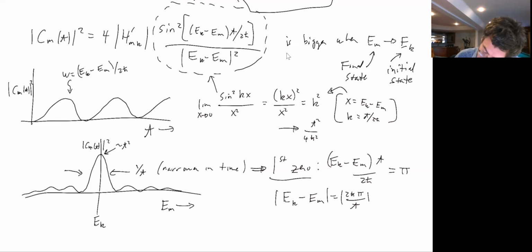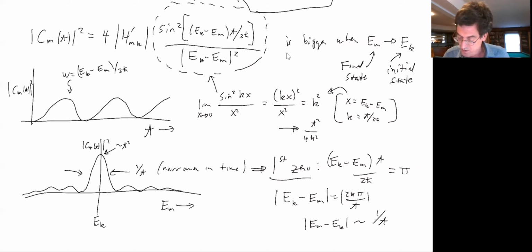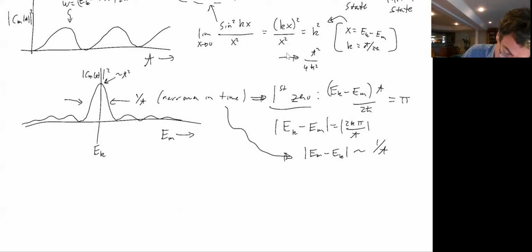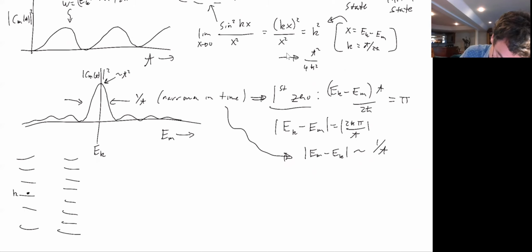And so then I can see that the first minimum will be when em minus ek goes as 1 over t, because that's 1 over t. And so that explains why it gets narrower in time. So there is this narrowing in time, and it gets taller. And so that kind of makes sense, because the thing is that I have all these levels, and I'm starting in some state k, and I'm going to some arbitrary mth state.